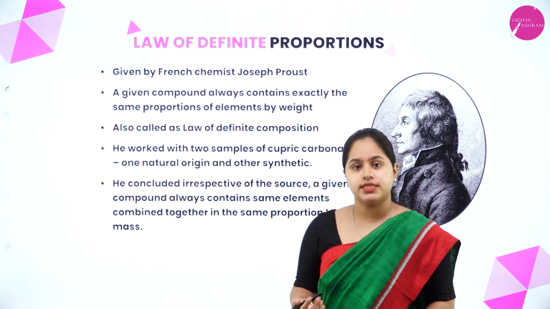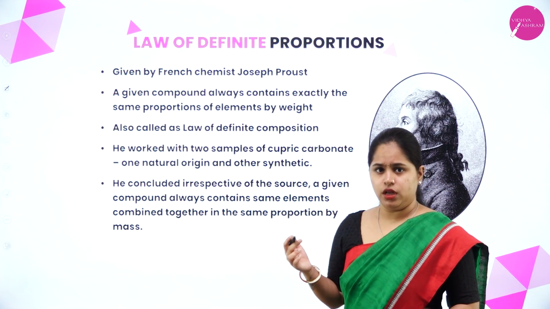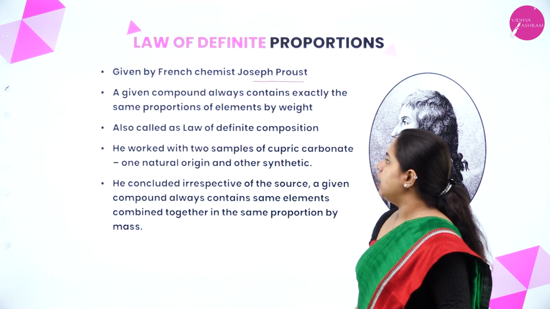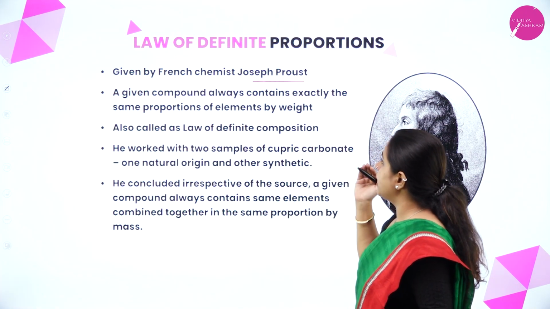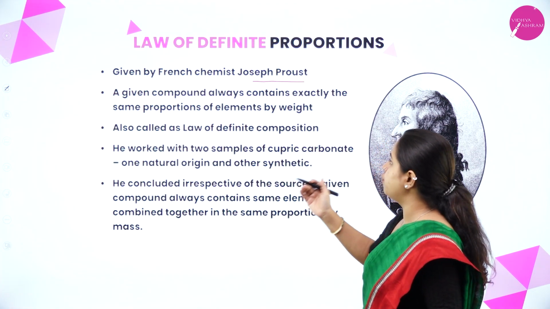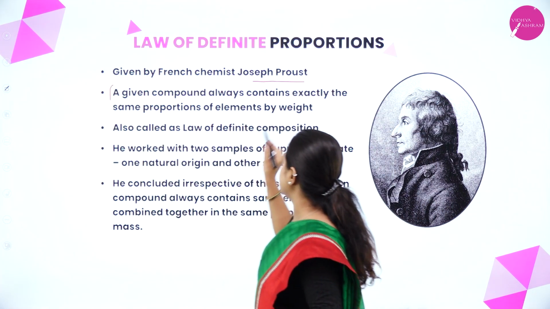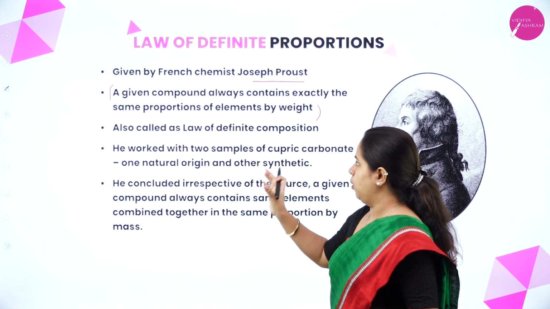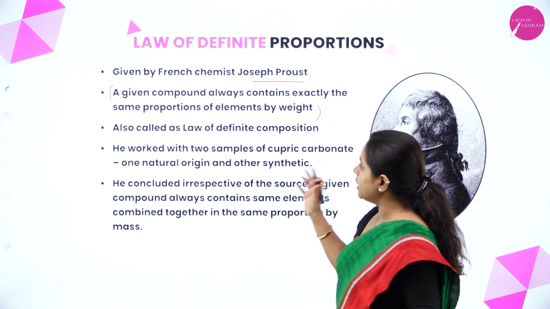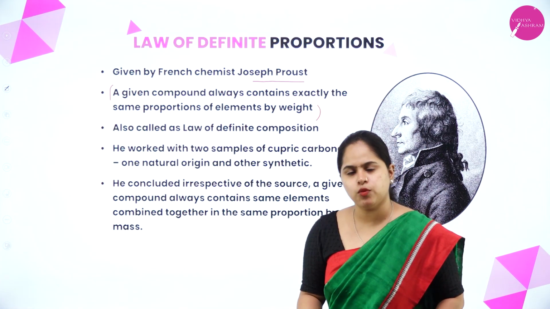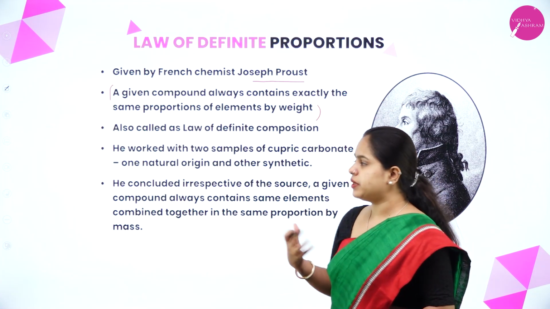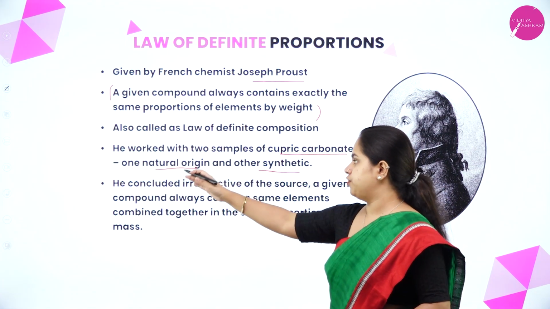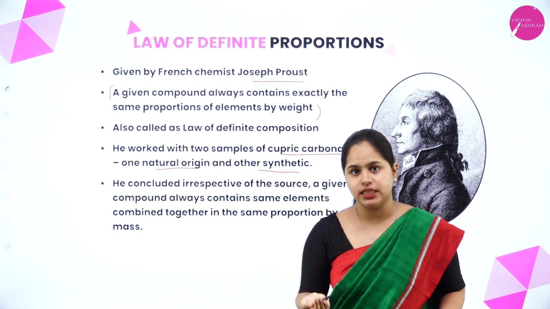Now let's move on to the second law, law of definite proportions. This law is given by the French chemist Joseph Proust. A given compound always contains exactly the same proportions of elements by weight. This is the statement that he made according to the law of definite proportions. What does this mean? The experiment that he did is, he worked with two samples of cupric carbonate, one which is of natural origin and the other one which is synthetic, right?